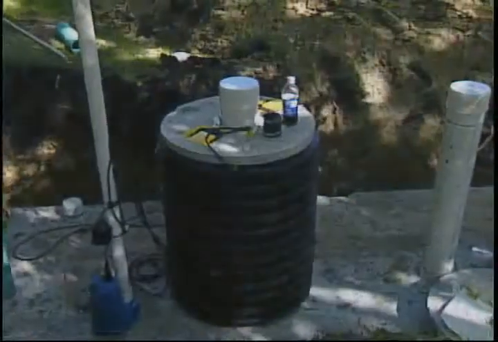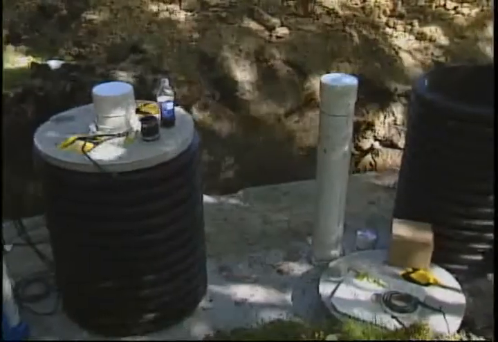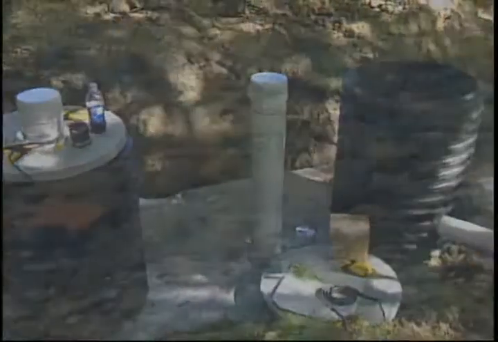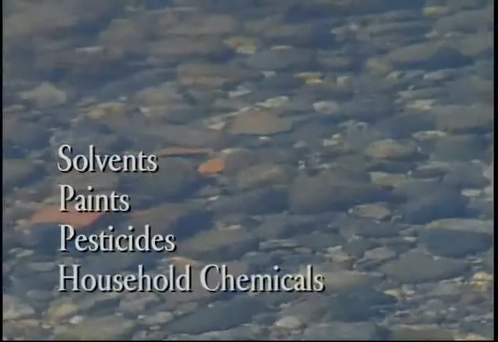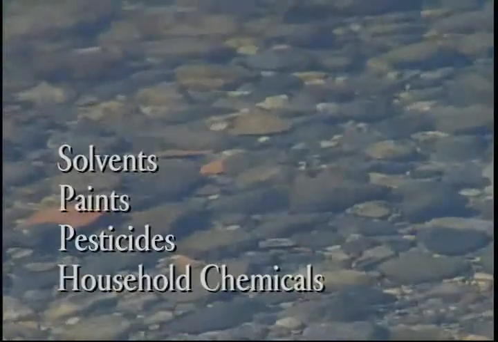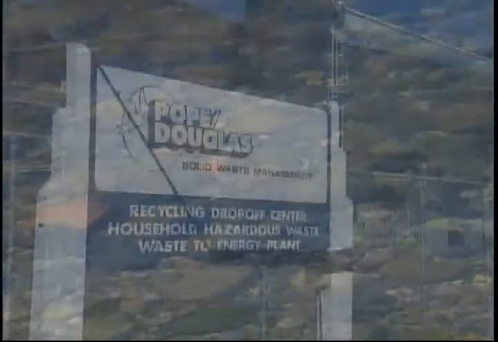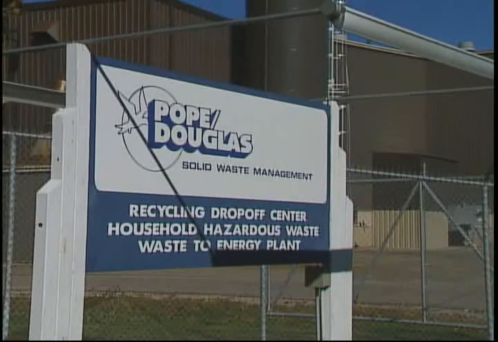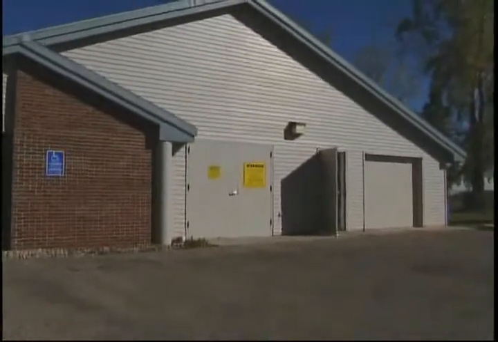Even if your septic system is new and leak-proof, you should take care about what you put down the drain. Avoid dumping solvents, paints, pesticides, and other household chemicals down that drain. It's a second safeguard against leaking dangerous chemicals into the ground. Instead, locate the nearest household hazardous waste drop-off center. They'll have a list of these at the Lake Association office.